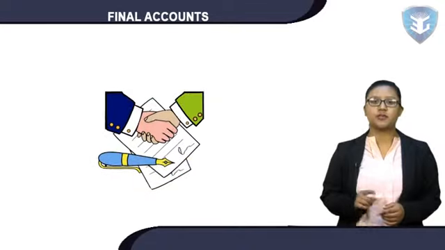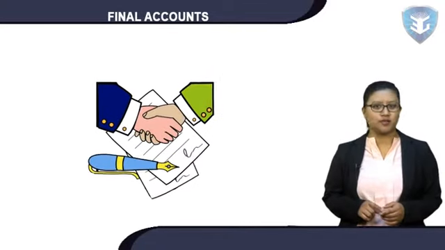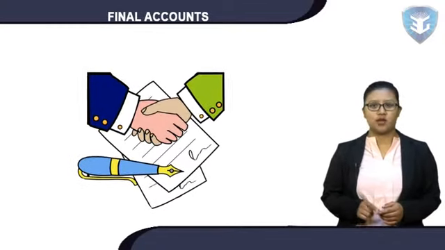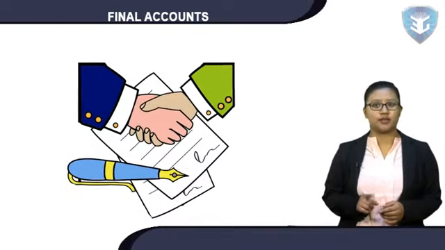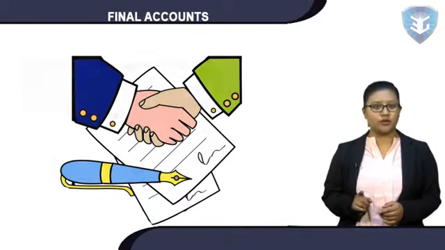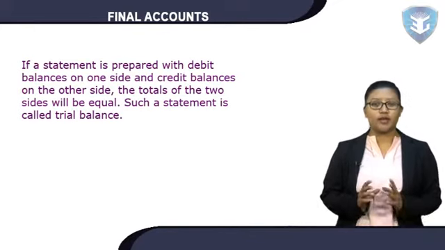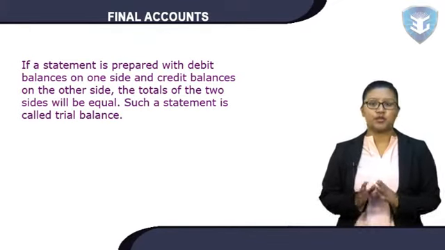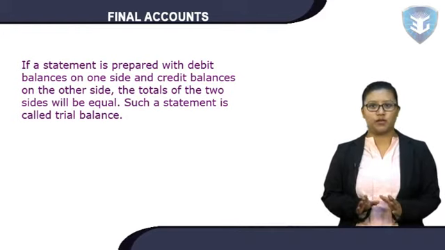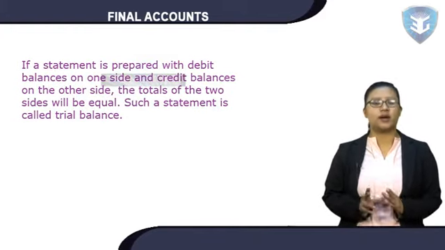When the transactions are recorded under double entry system, there is a credit for every debit. When one account is debited, another account is credited with equal amount. If a statement is prepared with debit balances on one side and credit balances on the other side, the totals of the two sides will be equal. Such a statement is called trial balance.